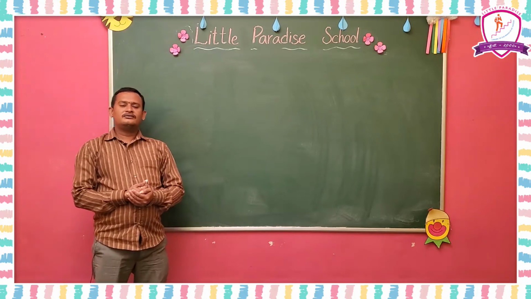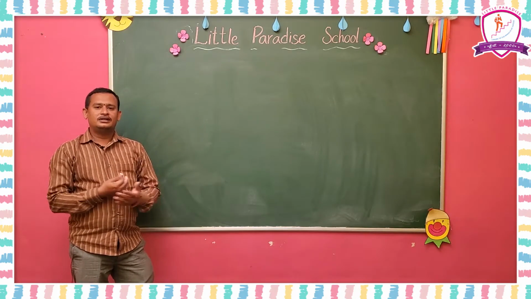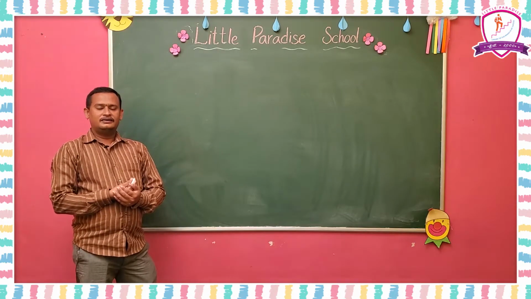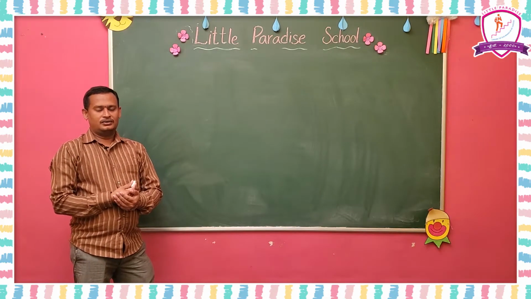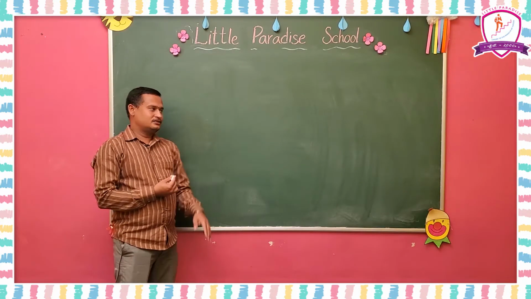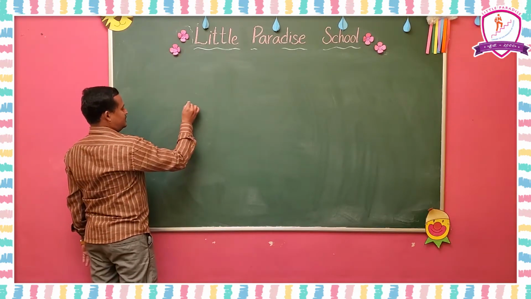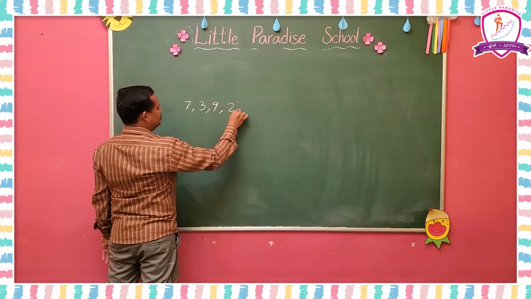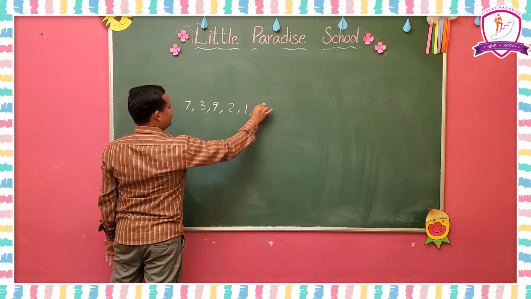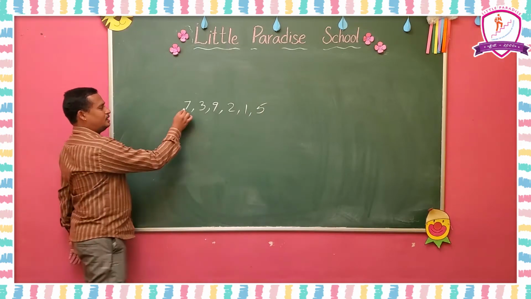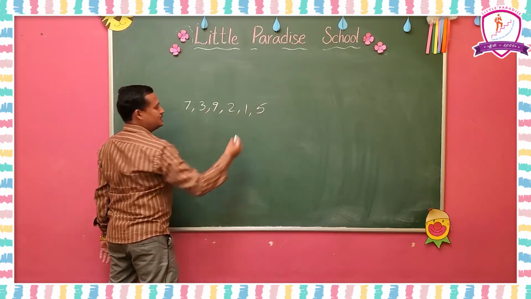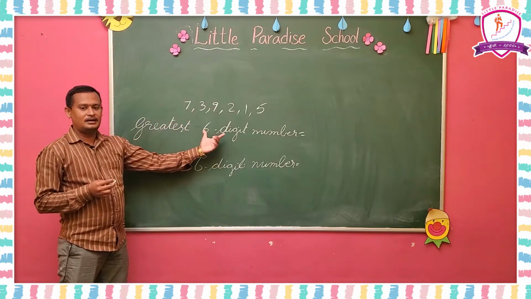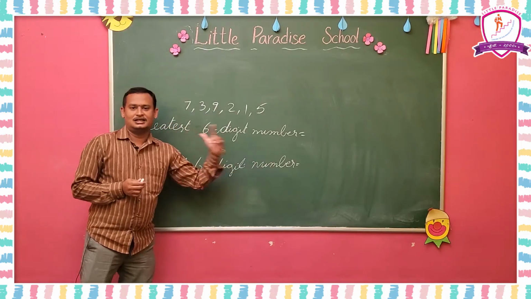After the comparison of numbers, we are going to discuss how to form a number with the given digits. Suppose I take the digits 7, 3, 9, 2, 1, 5. How many digits did I take? 1, 2, 3, 4, 5, 6 digits. Here we have to form the greatest 6 digit number and the smallest 6 digit number.